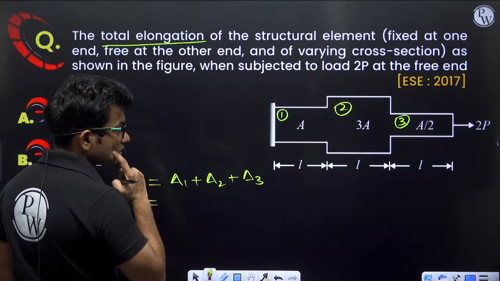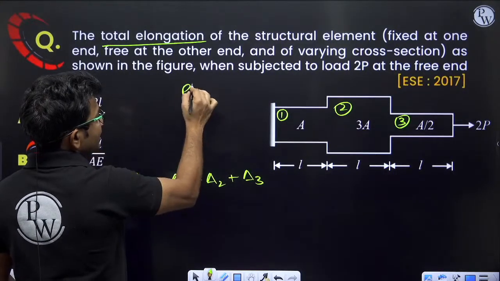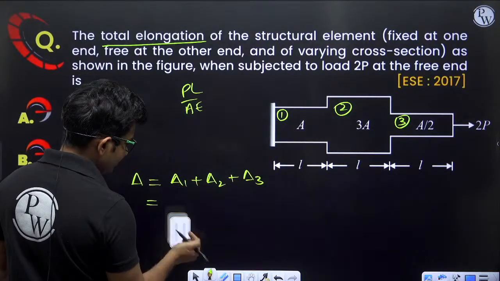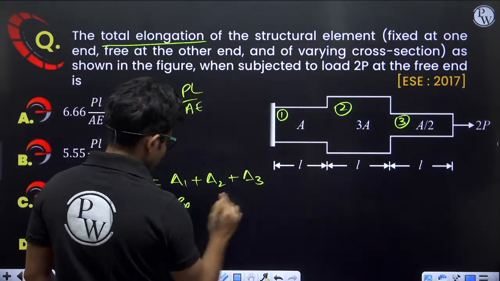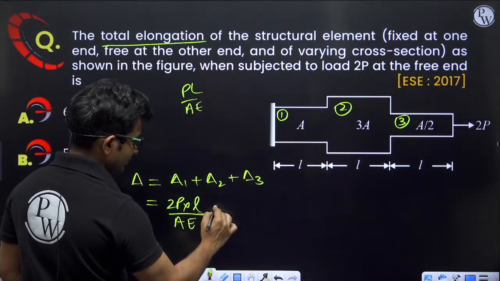Okay. Now force is 2P. What is the value of delta? PL upon AE. Okay. Now for the first part, what is the force acting? 2P. So 2P, what is the length? L, divided by area A, divided by Young's modulus E, plus delta 2.